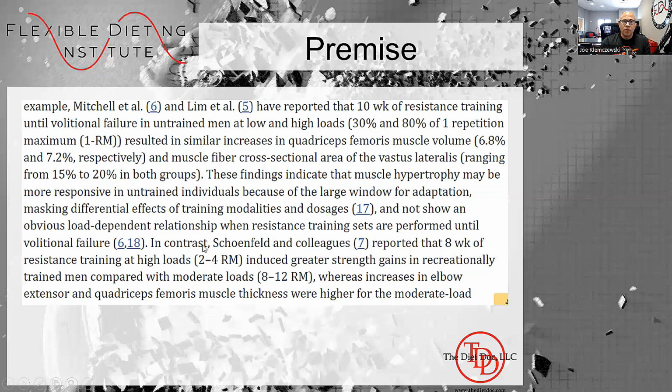In contrast, Schoenfeld, who I think is a little more sophisticated. You guys know I talk about Brad quite a bit. He's a contemporary of ours. Schoenfeld and colleagues reported that 8 weeks of resistance training at high loads, 2 to 4 rep max, induced greater strength gains in recreationally trained men compared with moderate loads, whereas increases in elbow extensor and quadriceps femoris muscle thickness were higher for the moderate load group.